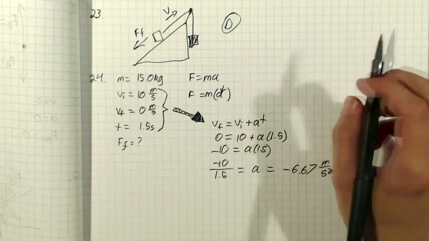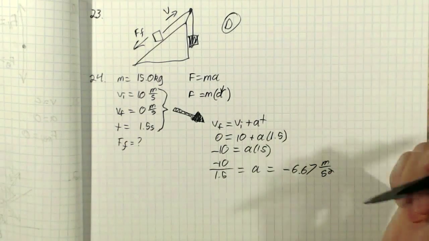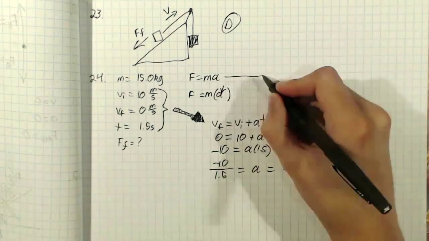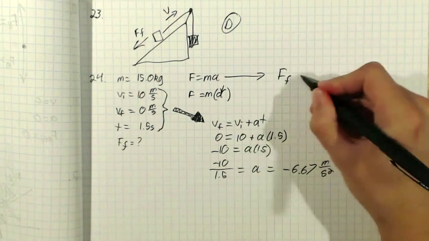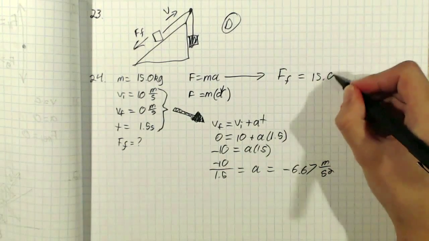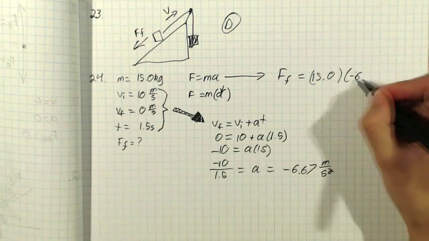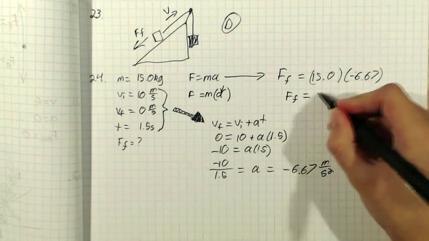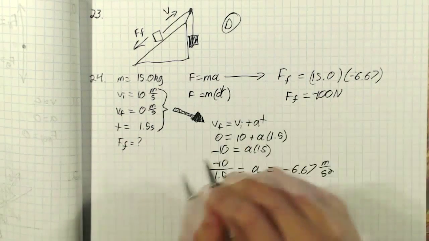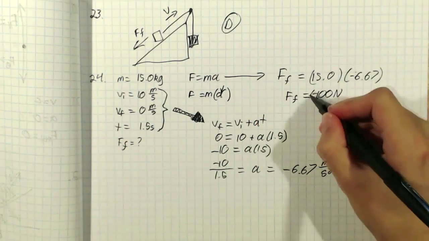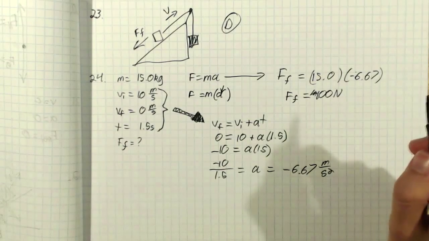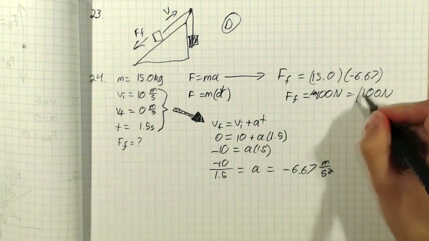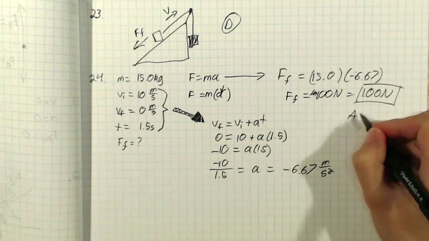But the problem is asking for the force of friction, which is the force that's going to cause the object to slow down. So to figure that out, we take our acceleration and multiply it by our mass. So we go back into here. Our force of friction is going to be equal to our mass times negative 6.67. So that's going to be equal to negative 100 newtons, but it's asking for just the magnitude, so we get rid of that sign because magnitude is an absolute value, it's not a sign value. So it's just going to be 100 newtons, not negative 100, which is A.